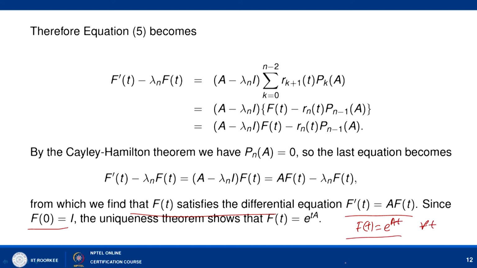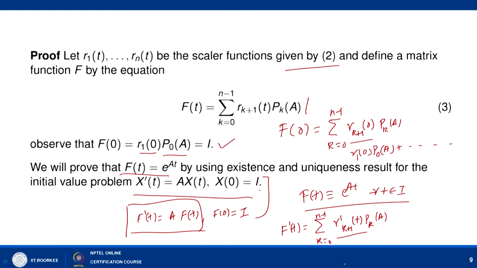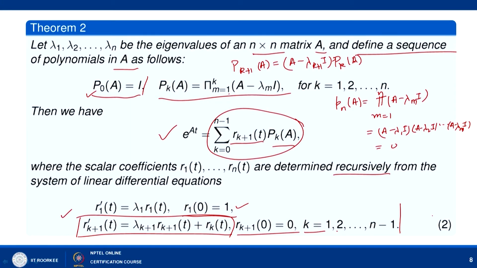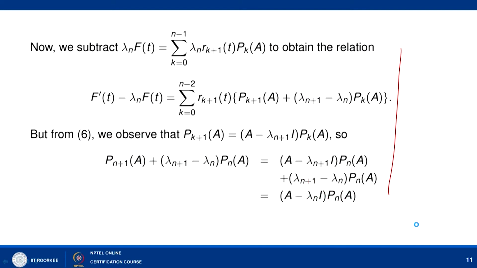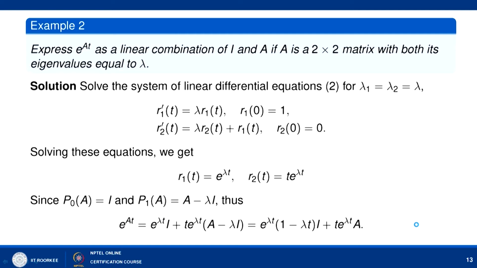So e^{At} can be written as the expression which we wanted to prove, that e^{At} is equal to summation k equal to 0 to n minus 1 of r_{k+1}(t) into p_k(A), where r_k(t) is defined in a recursive manner using the relation given in 2. So this proves theorem 2.